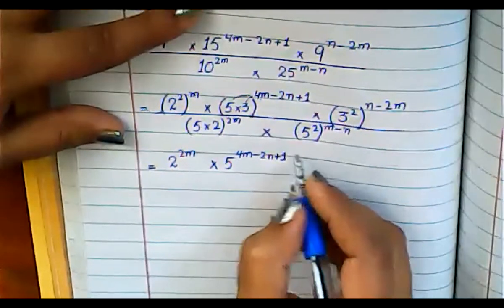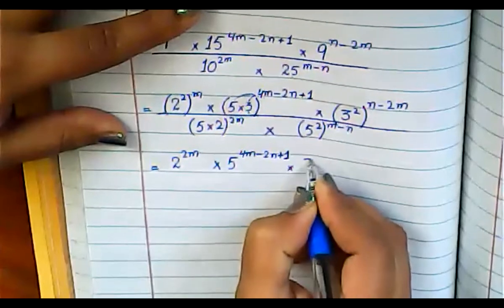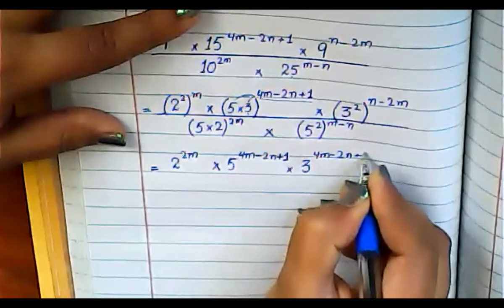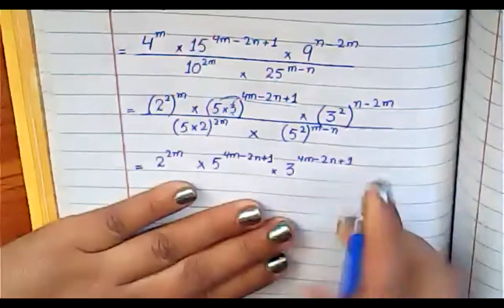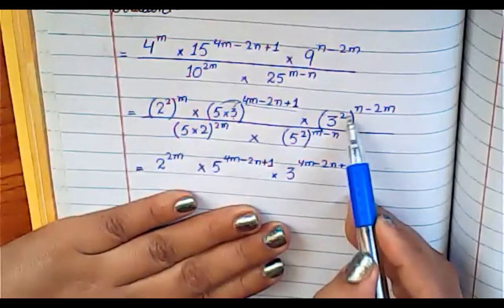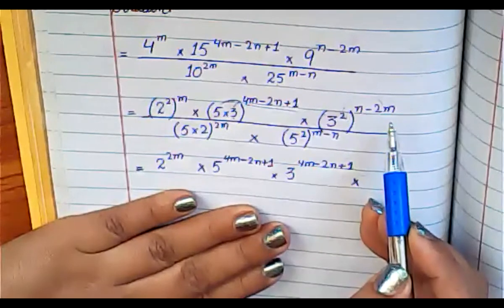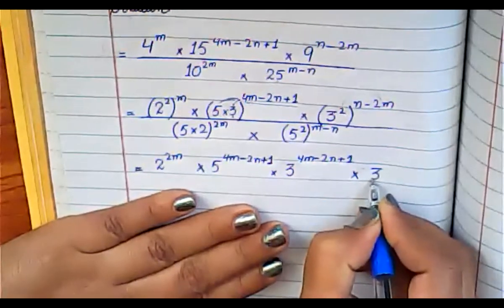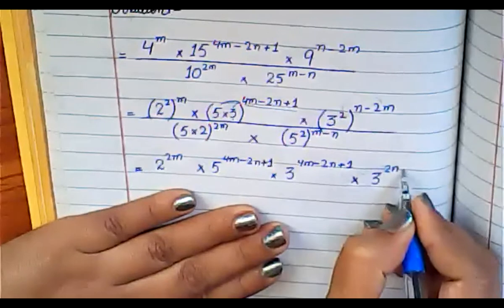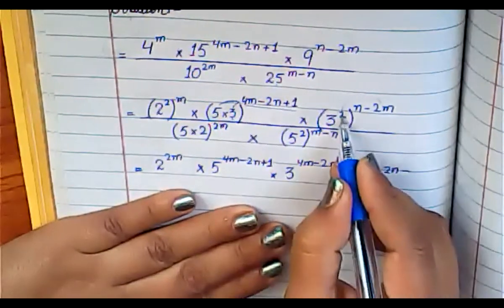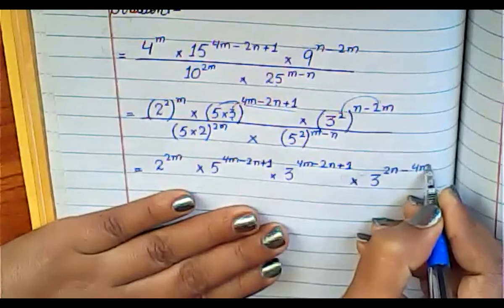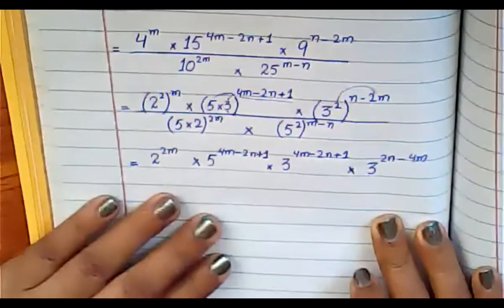Understand? Now look at here. Then you have this 3. So you will put the power on 3 as well, which is 4m minus 2n plus 1. Understand? Now the sign of multiplication. After that, power to the power. So you are going to multiply this 2 by n and this 2 by 2m. So you will write your base, which is 2, then 2 multiplied by n will be 2n. Sign of subtraction, and 2 multiplied by 2 will be 4, and you will write the variable, which is m.